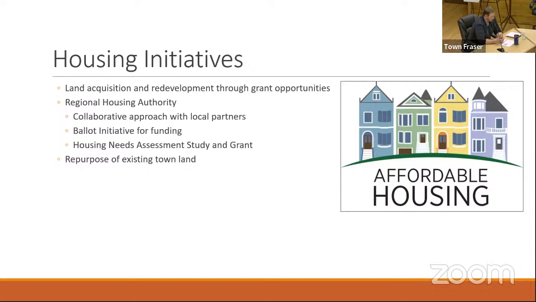And last week I did actually submit a grant for about $50,000 to help take care of that study and pay for some of the preliminary research done by our legal team that we're working with for this Regional Housing Authority initiative.